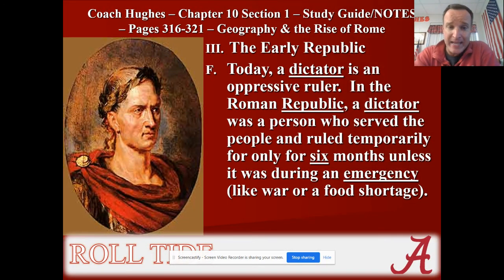Now, today, circle F, a dictator, of course, is an oppressive ruler, kind of sad. In the Roman Republic, a dictator, though, was a person who served the people and ruled temporarily, keyword, temporarily, for only 6 months, unless it was during an emergency, like a war or a food shortage.